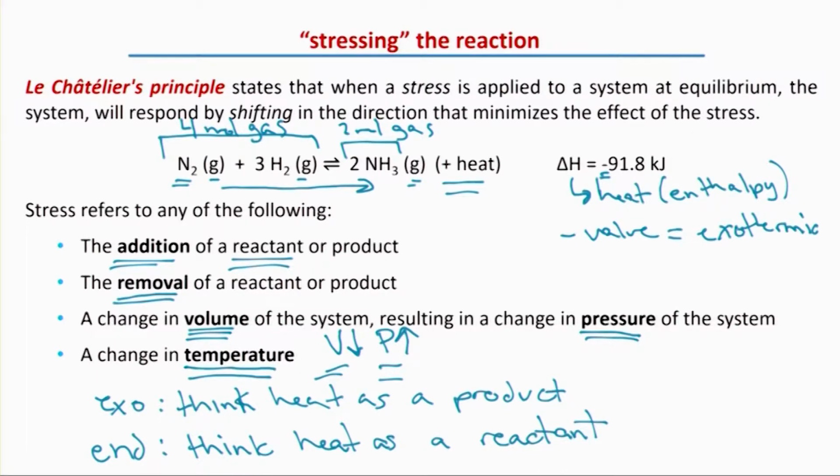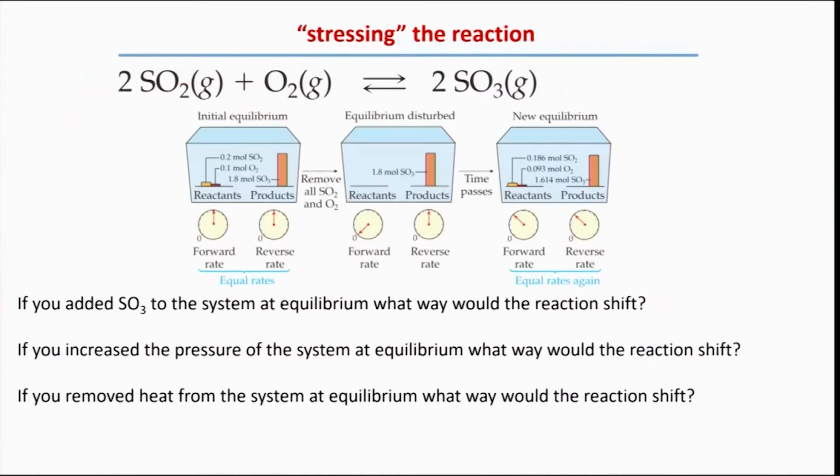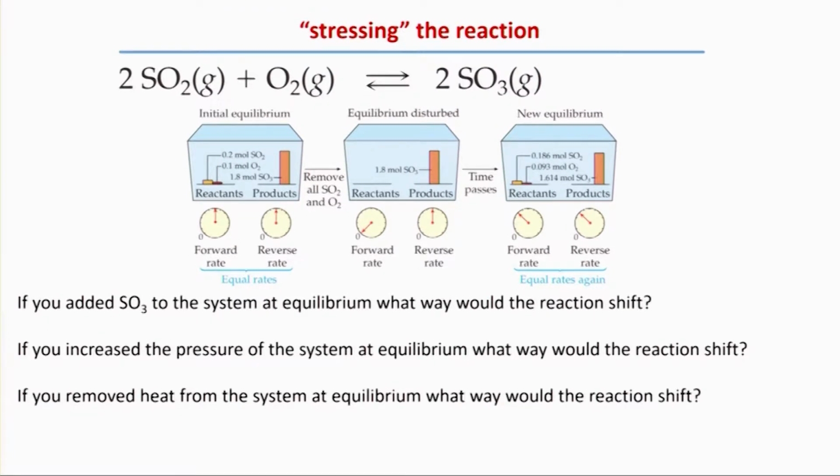All right, let's do another example just to make sure we can get this all figured out. Here is a reaction we've been looking at. The Russo textbook has this reaction with this picture. So just to bring that to your attention, we have SO2 plus O2 reacting to give us SO3. All right, initially this system was in equilibrium.